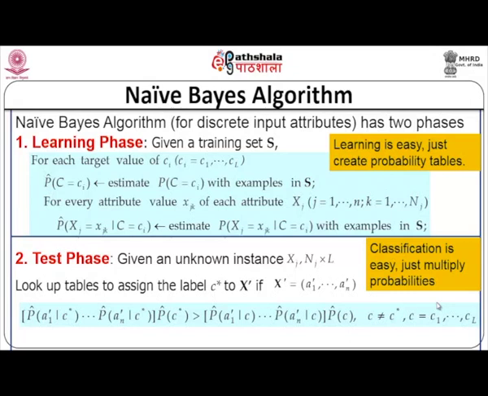In the test phase, given an unknown instance of attribute values, you look up the table and assign the probabilities appropriately, and then find out which product gives you the maximum probability, that is, which class gives the maximum. It will be the prior probability of class 1, let us assume, times the likelihoods of the attributes for that particular class. You calculate this product for every class, and whichever gives the maximum will be the class for the new instance. So, this is the naive Bayes algorithm.